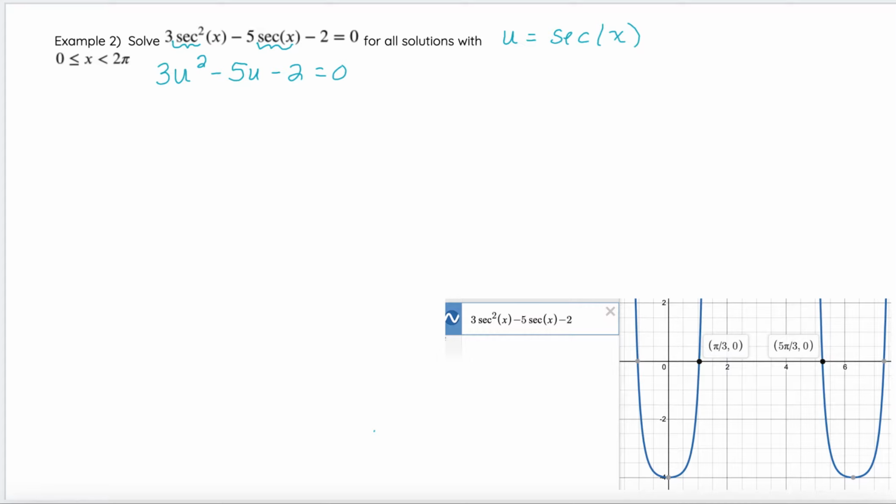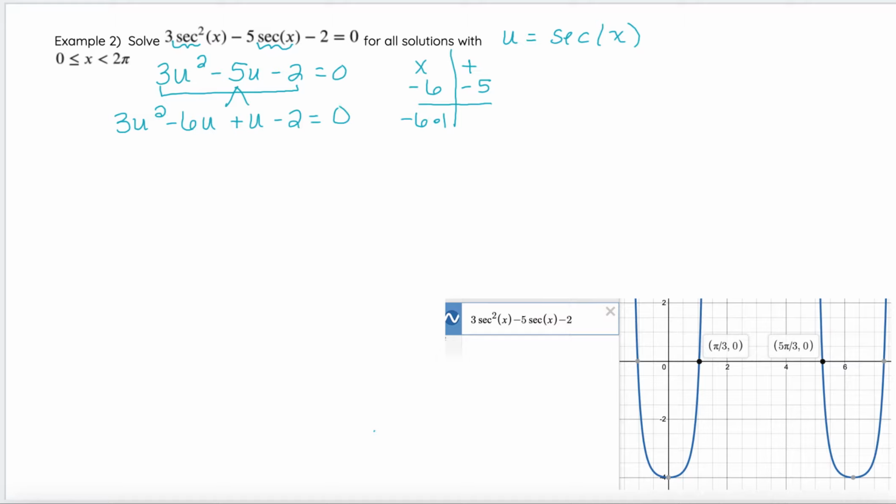I see I have a number in front of my first term, so I need to find two values that multiply to -6 and add to -5. -6 times 1 works. Because I have a number in front of u squared, I know I need to break apart my middle term. So I create 3u squared minus 6u plus u minus 2 equal to 0.